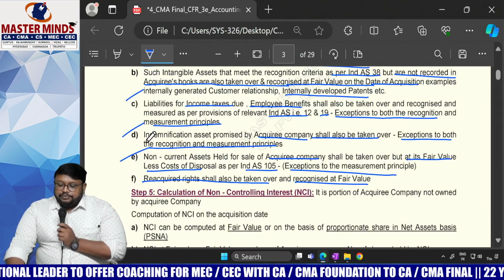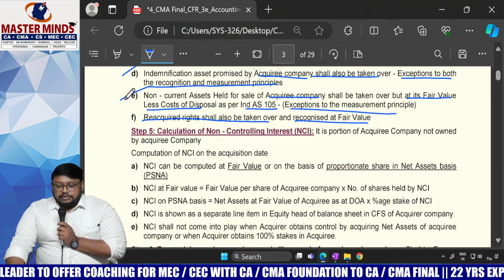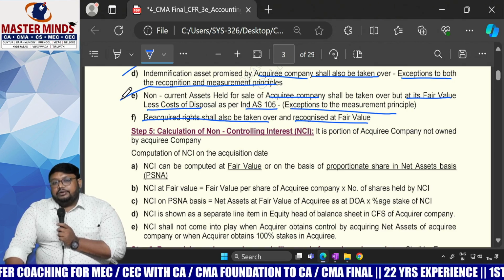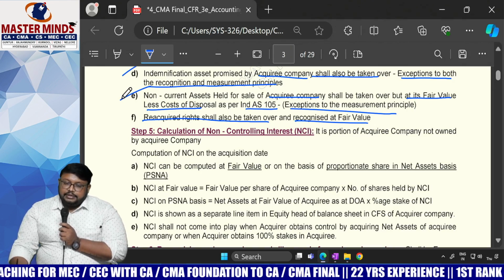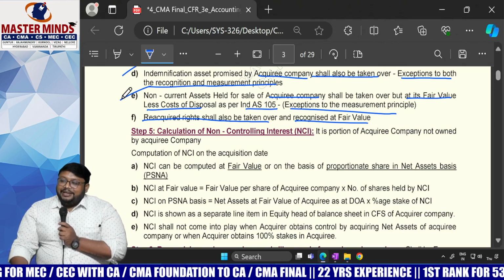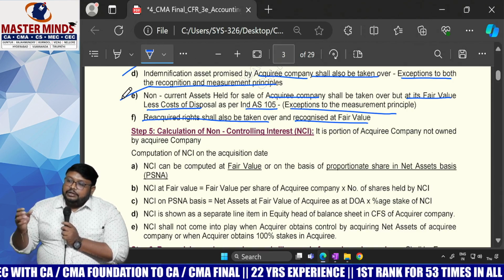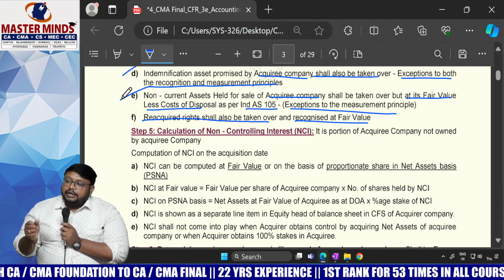So the same points that we discussed earlier. Next one, step 5, calculation of non-controlling interest. What is non-controlling interest? A minority interest is non-controlling interest. Non-controlling interest means for that particular stake, the acquirer does not have any control.